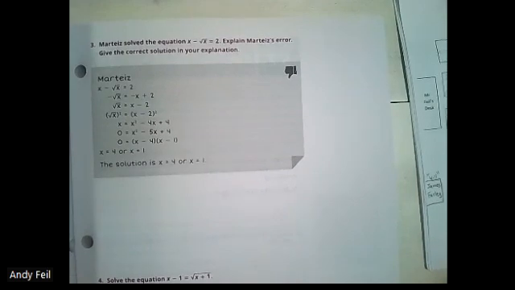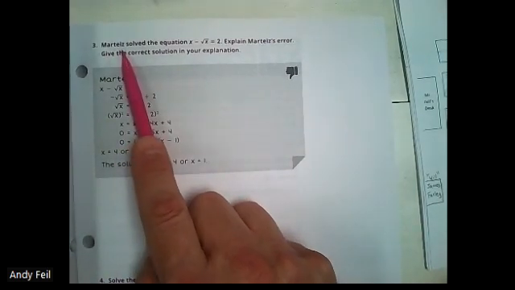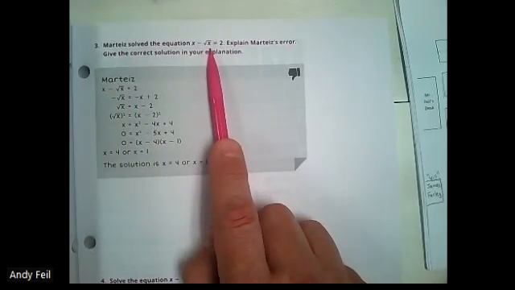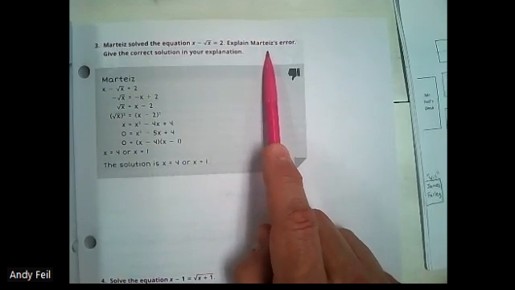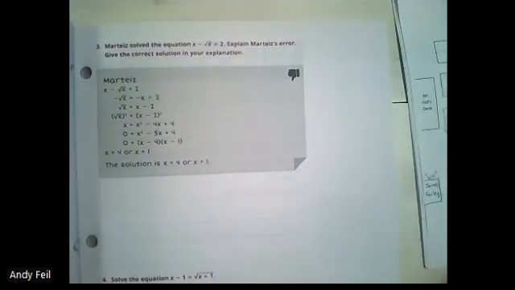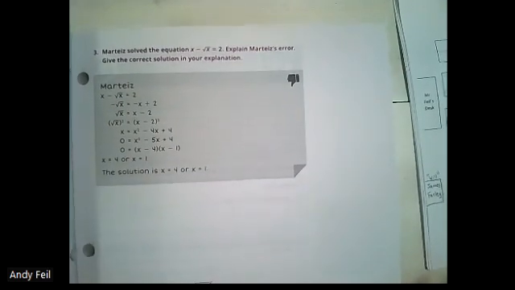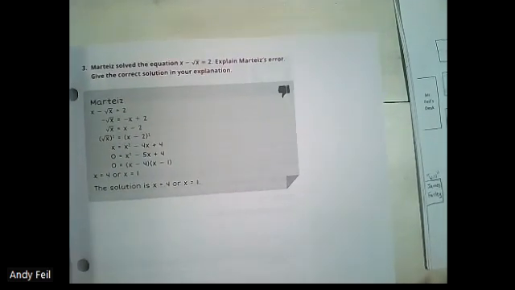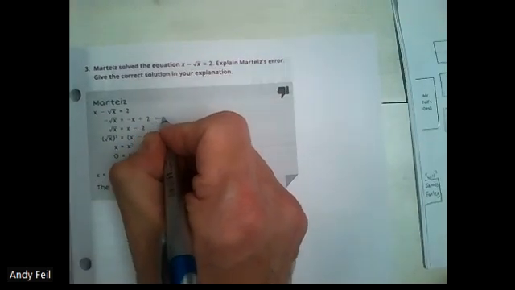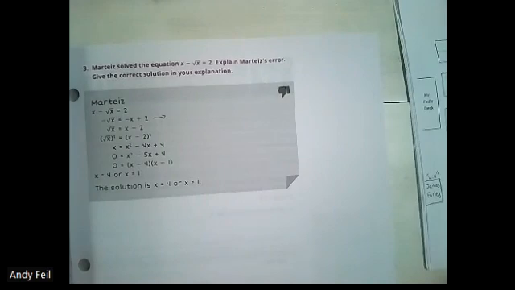All right, look at number 3. It says, Martiz, solve this equation. Explain Martiz's error. All right, here's what I want you to do. Pretend you're the teacher. What did Martiz do wrong? What did Martiz do to get from this step to this step? Write this down in your book.